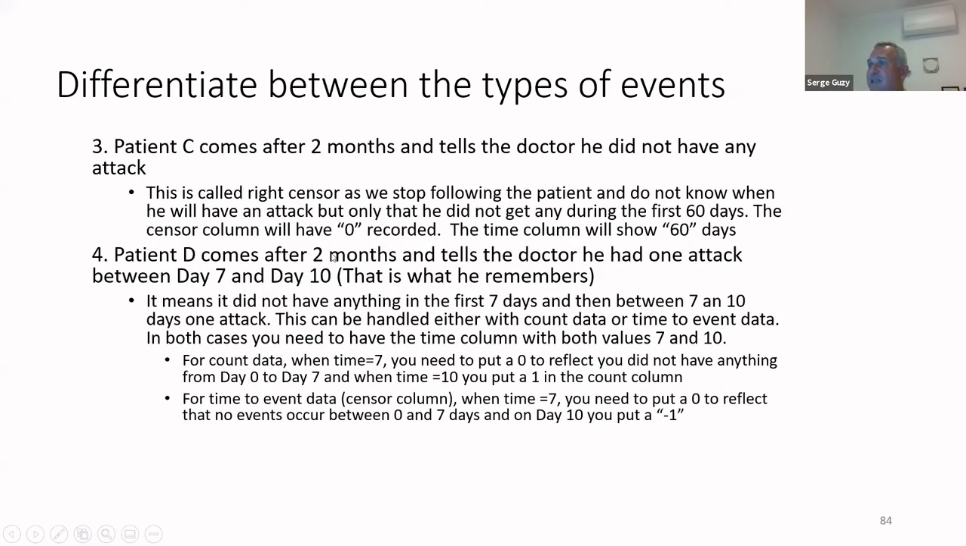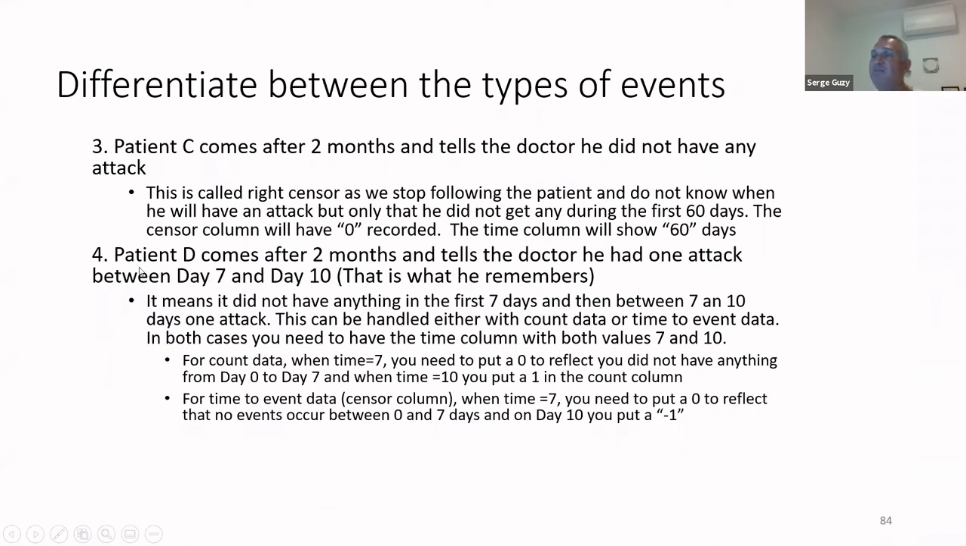Patient C comes after 2 months and tells the doctor he didn't have any attacks. Again, I just explained that. This is called right censor, as we stop following the patient and do not know when he will have an attack, but only that he did not get any during the first 60 days. The censor column will have a 0 recorded. The time column will show 60 days.